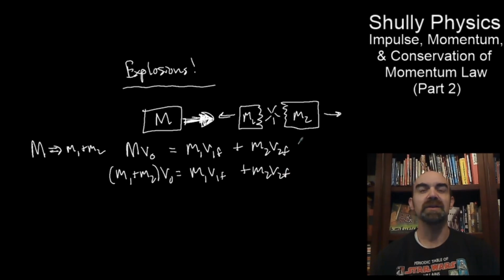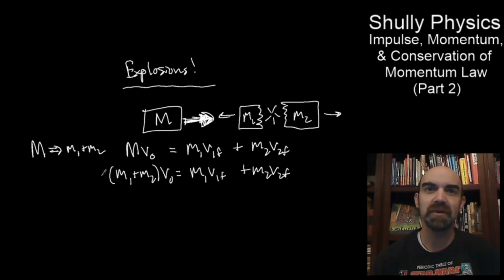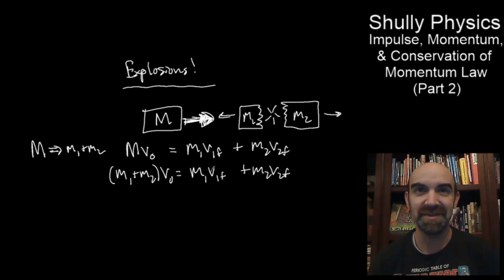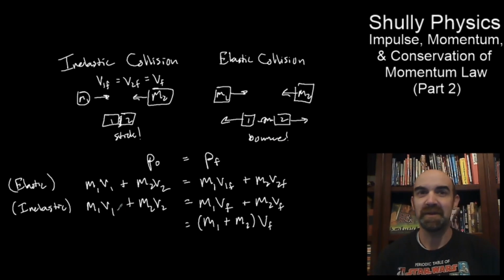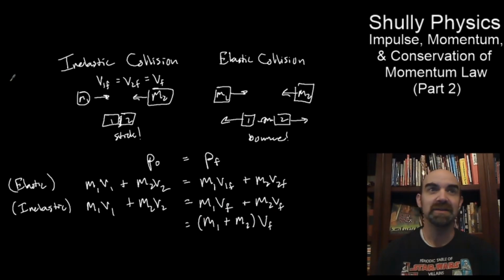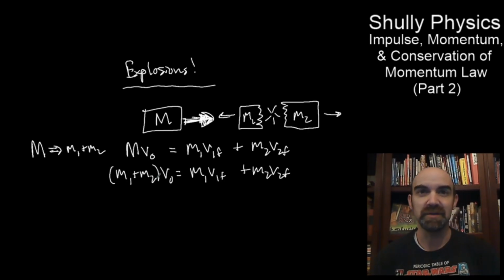Now hold on a second. Notice this form is exactly the opposite of an inelastic collision. Here we had two objects, momentum coming together to make one combined massive object moving at a single final velocity. Well, with the explosion, we've got a combined massive object moving at a single velocity. The only difference is this is the initial velocity, breaking apart into two different ones.